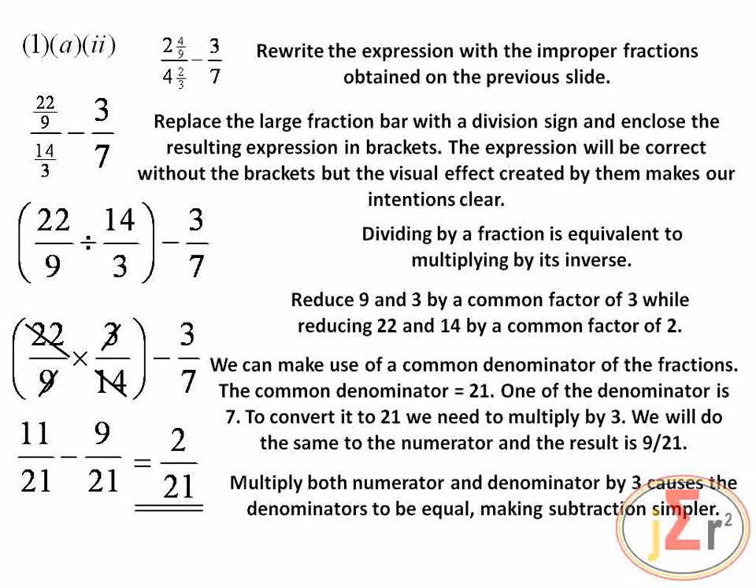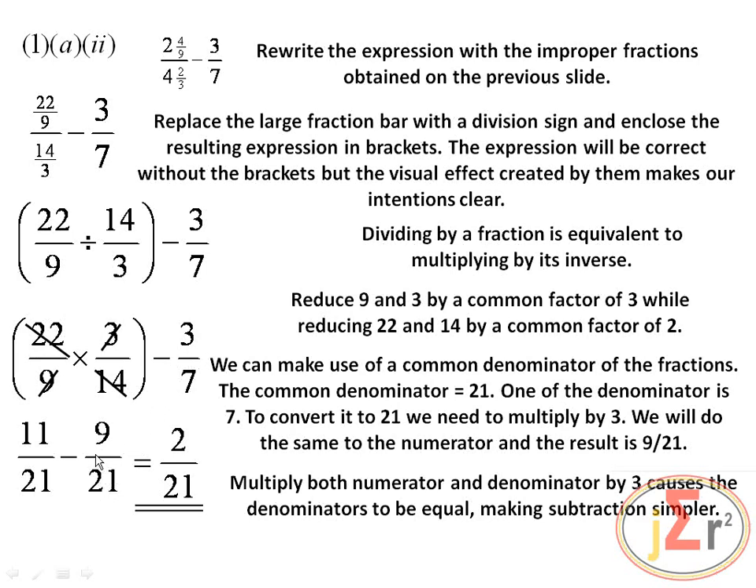Multiplying both numerator and denominator by 3 causes the denominators to be equal, making subtraction simpler. So multiplying this denominator by 3, we get 21. Multiply the numerator also by 3, we get 9. Of course, if we reduce this fraction by a common factor of 3, this is the result.